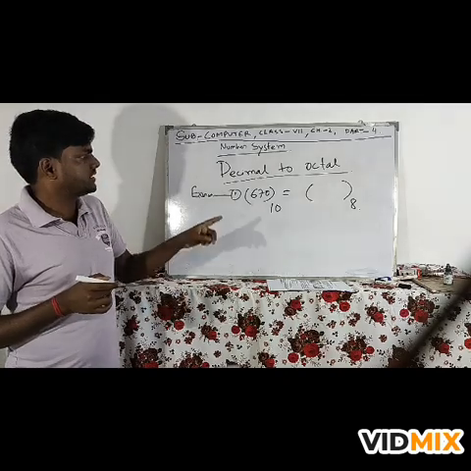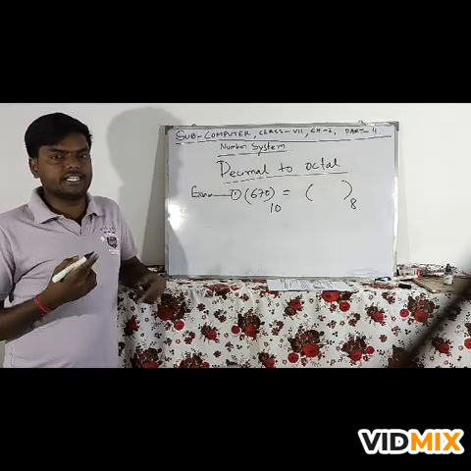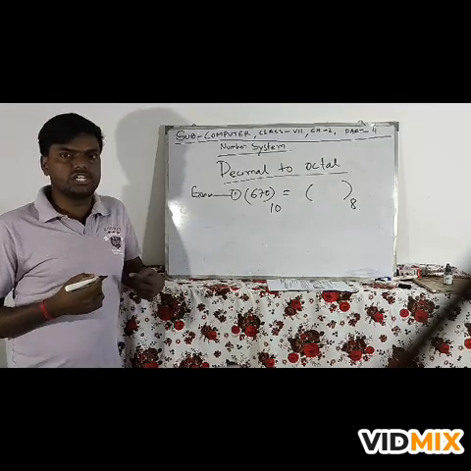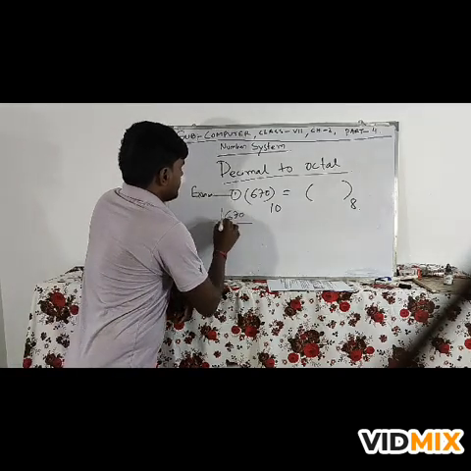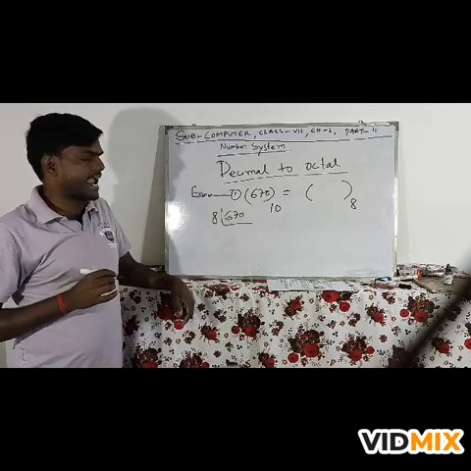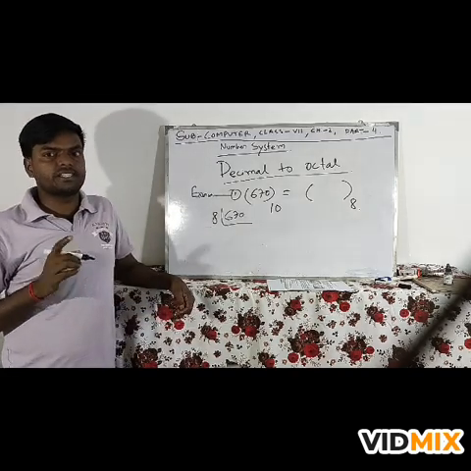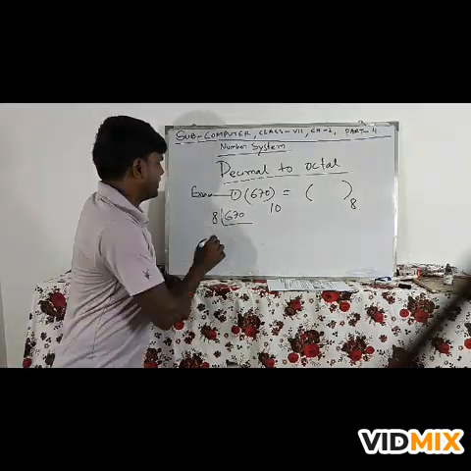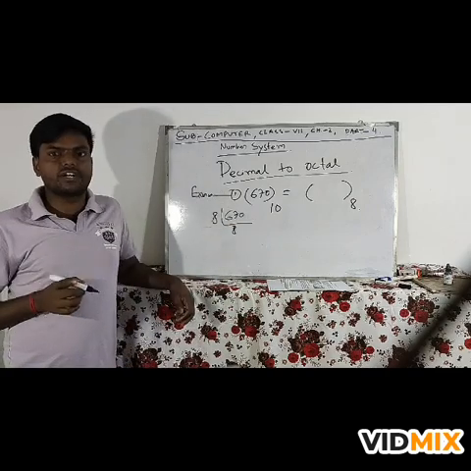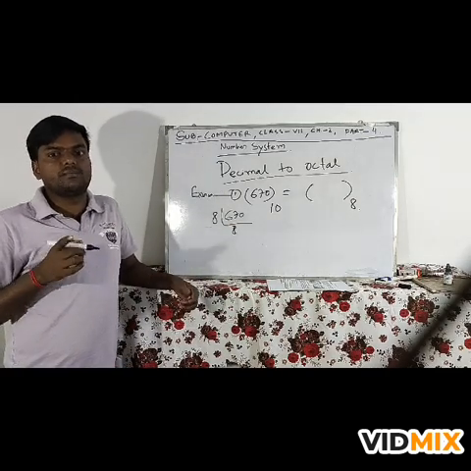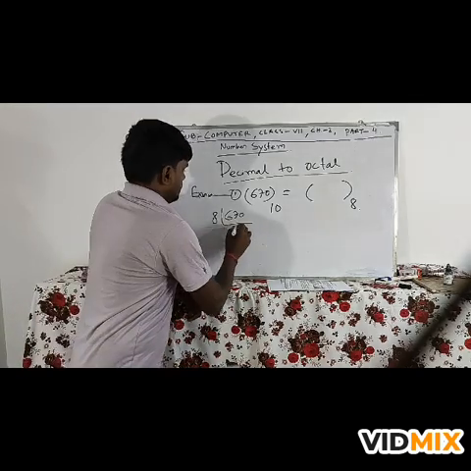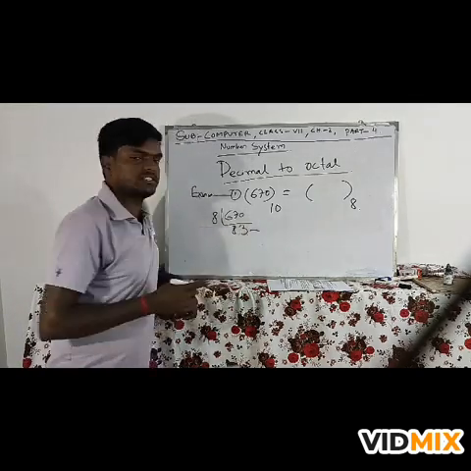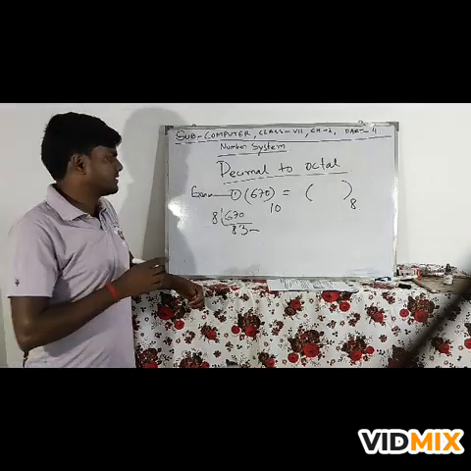Clear? Every time it will be divided by 8. So 670 divided by 8. 8 8s are 64, remaining 30. Then 30 means 3 8s are 24, and the remaining number is 6.